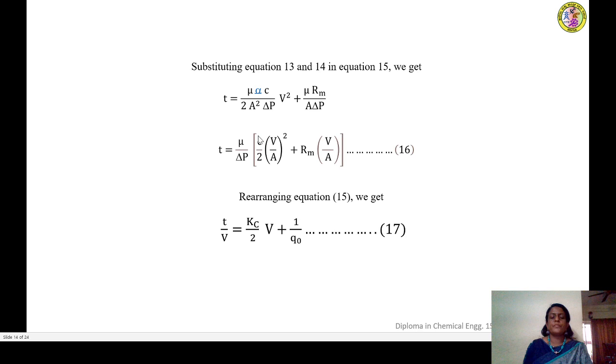Rearranging equation number 15, we get t by v is equal to kc by 2 into v plus 1 by q naught. Rearranging the equation in this way is to get a straight line equation, so that when you plot t by v versus v, you will get a straight line of slope kc by 2 and intercept 1 by q naught. Using that plot we can estimate the cake resistance and the filter medium resistance.